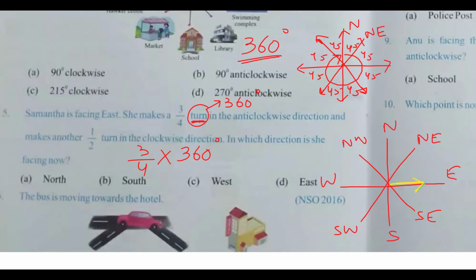So, if we have 3 by 4th of 360 degrees, how much will that be when we solve it? Now, you know how to solve fractions. Have you done multiplication of fractions? If we have to solve 3 by 4th of 360, how will we solve it? See, there are two ways of solving it.